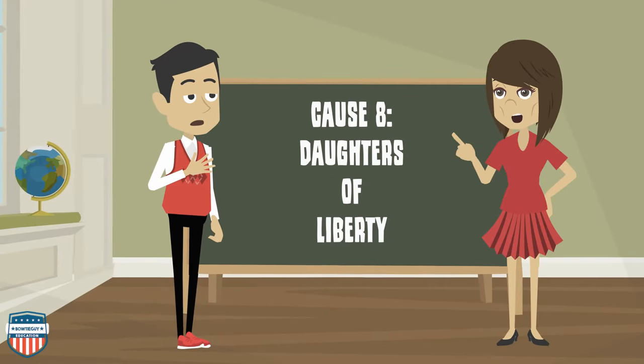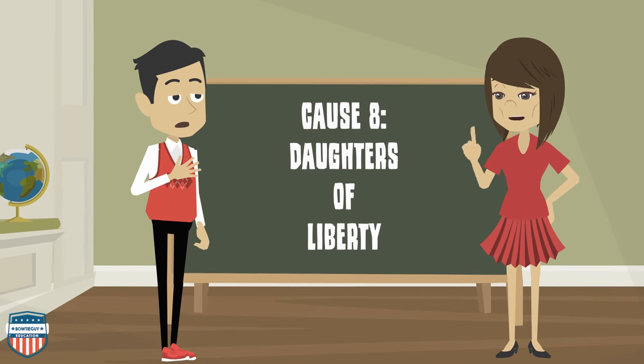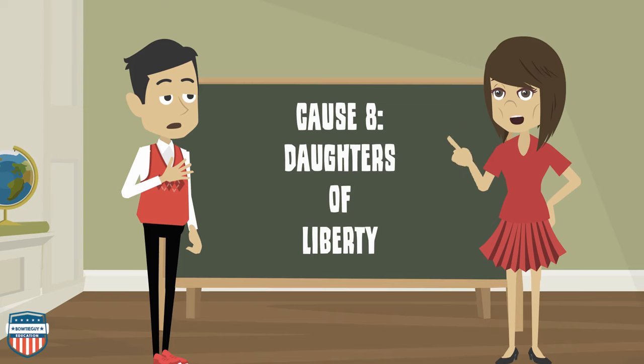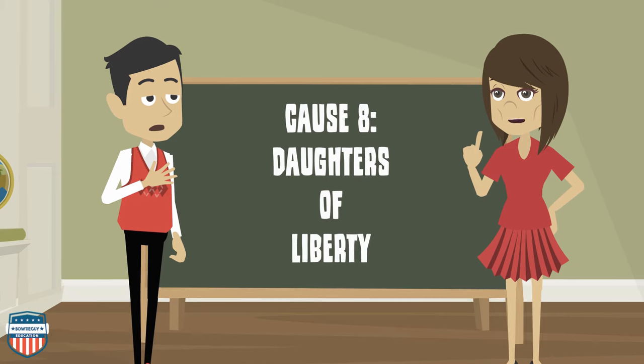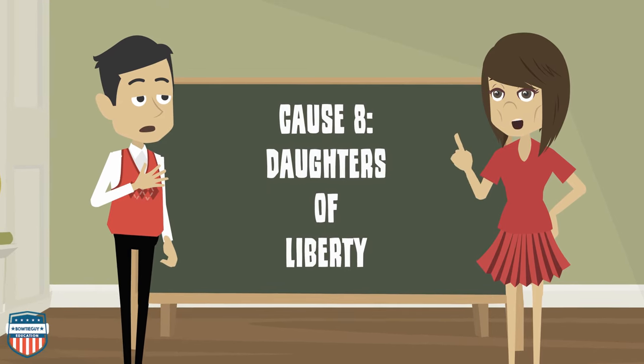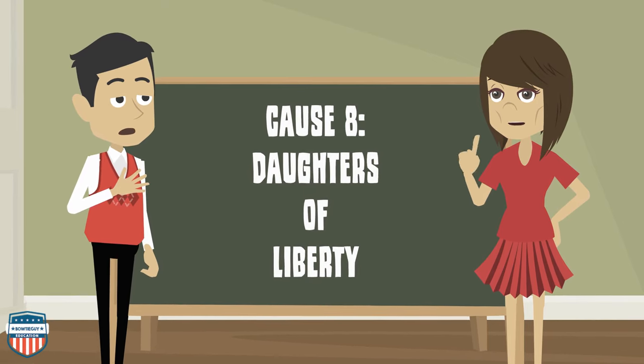Whoa, Mr. Horton, wait a second. The Daughters of Liberty were American patriots from all different regions and of all different ages. They were willing to do whatever it took, including acting outside the law, to end British rule. The Daughters' activities involved producing homemade alternatives to imported goods in order to reduce America's dependence on Great Britain.